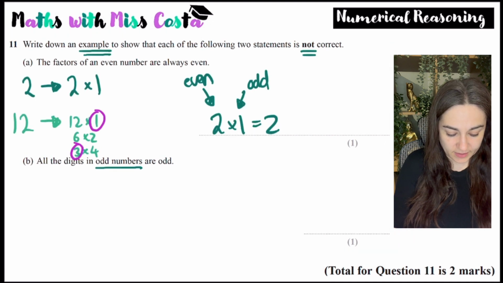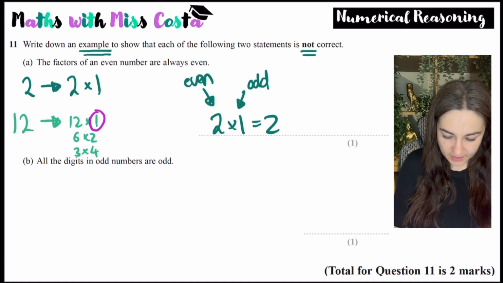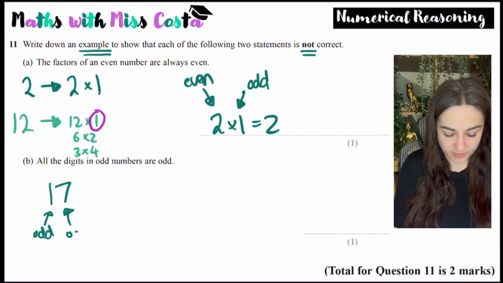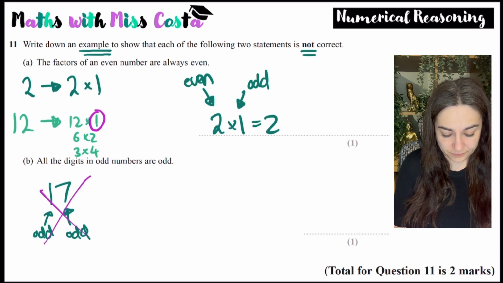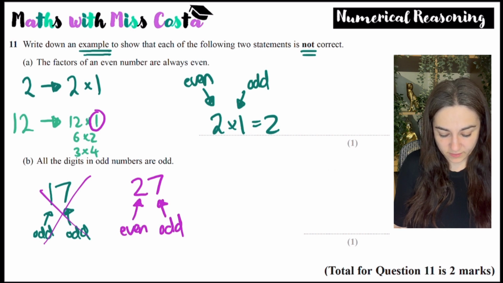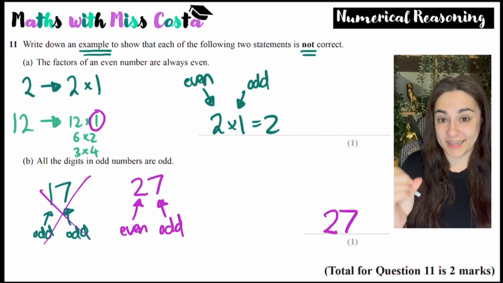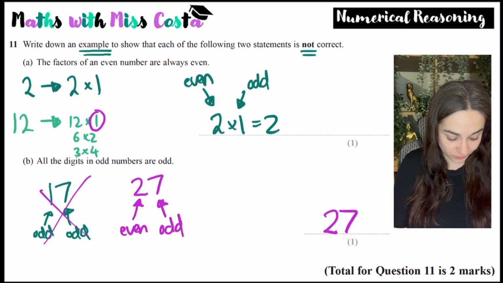So, oh, what's happened there? So for example, 17. Well, that's odd. That's odd. So that doesn't prove my case. So let's try another one. 27. 2 is even. 7 is odd. So this is an example to show that this statement is not correct. All you need to do is literally pick a number that proves that it's not correct.